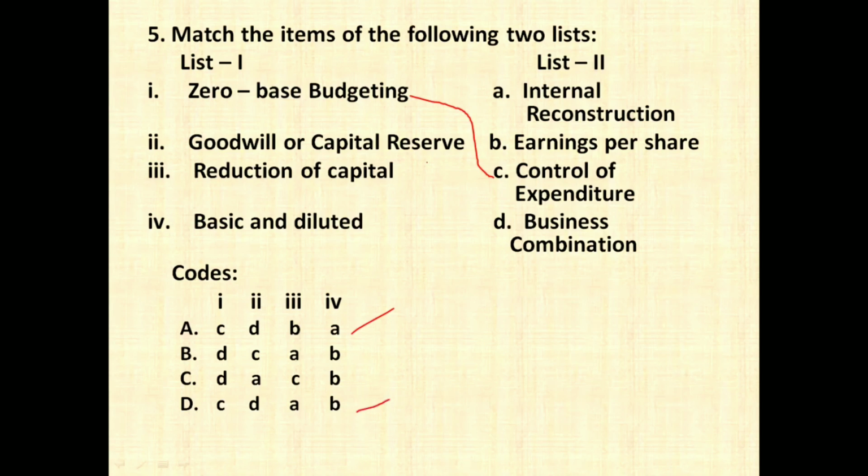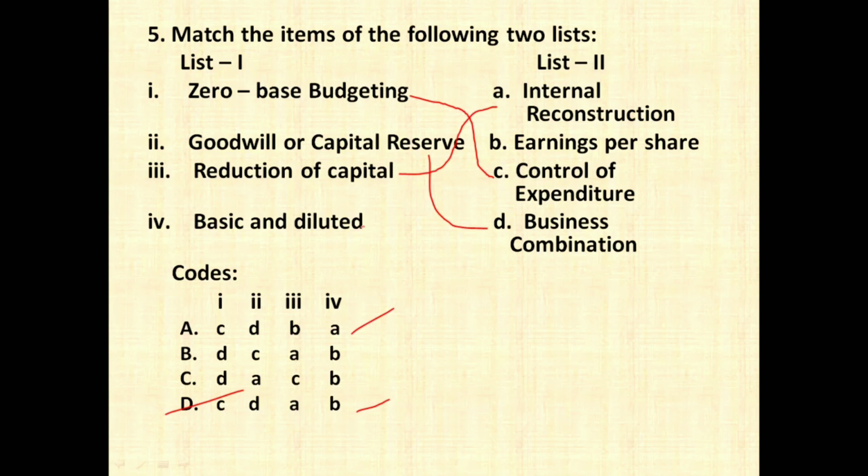Goodwill or capital reserve is related to your business combination. So 2D. 2D, we have again 2 options. Reduction of capital is nothing but it is done in internal reconstruction. So 3A, that is option number D. So option number D is going to be right answer.